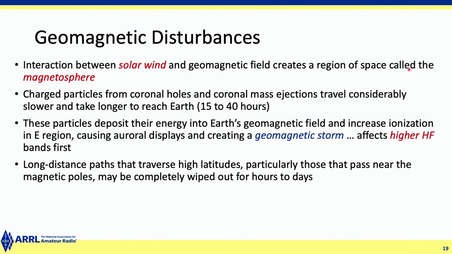We can get aurora, the aurora borealis, and I can't pronounce this word, but the aurora over the southern hemisphere, aurora australis, but I just can't pronounce the word, so bear with me on that. Long distance paths that go over high latitudes, particularly those that pass near the poles, may be completely wiped out for hours to days because the magnetosphere is attracting that material towards the poles.